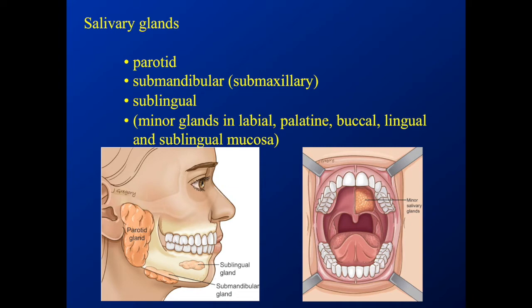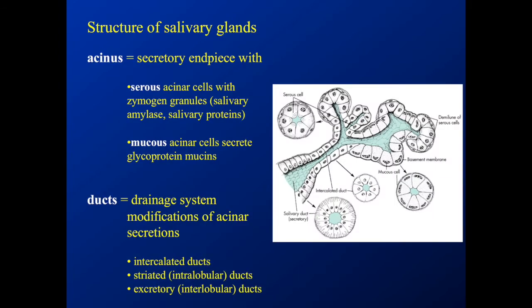You have the largest one, which is the parotid gland, that's sort of at the back of the jaw, just before the ear. And then there are two other major ones, but they are smaller in size than the parotid, and this is the submandibular or submaxillary gland and the sublingual gland. And then you have a few other minor glands in the labial, palatine, buccal, lingual, and sublingual mucosas that release saliva, but not as much as the three main ones.